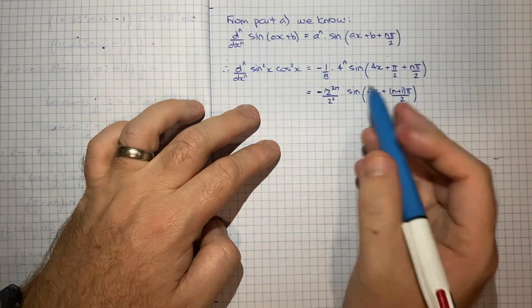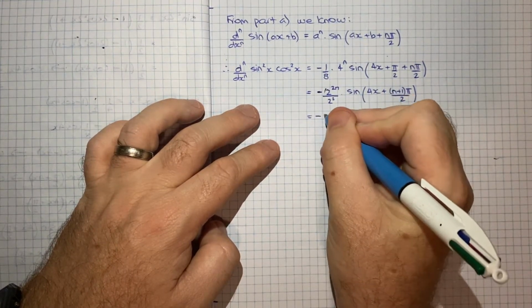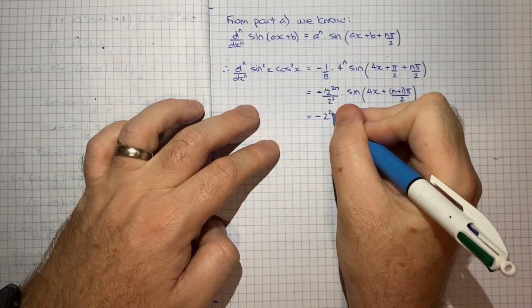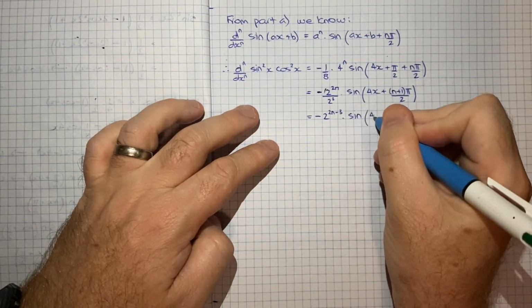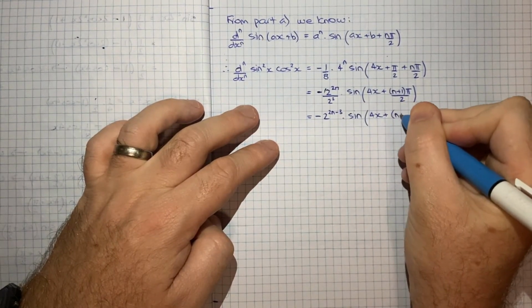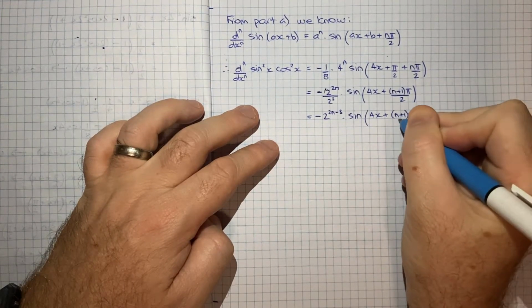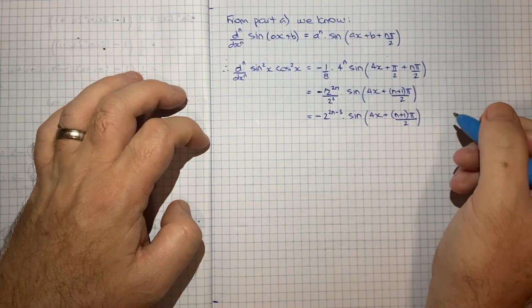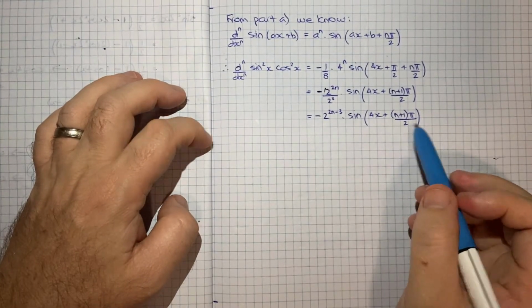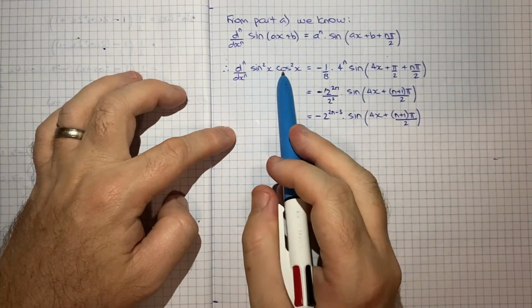And this I can write as equal to negative 2 to the 2n minus 3 times sine of 4x plus n plus 1 pi on 2. And that's the result. That's the answer for the nth derivative of sine squared x cos squared x.